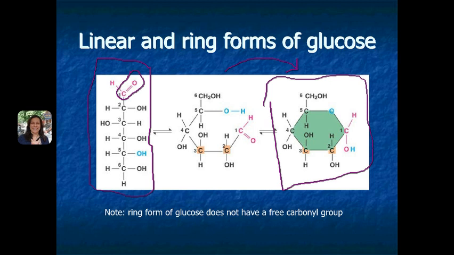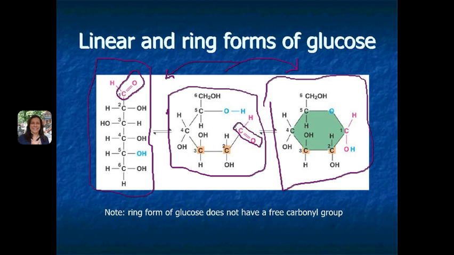But as it goes back and forth, as soon as it goes to the linear form, it gets oxidized, and then it gives the precipitate. It reduces the Benedict's reagent. And this here is the intermediate shape when the carbon number 1 with the carbonyl group reacts with the oxygen here, this hydroxyl group on carbon number 5.